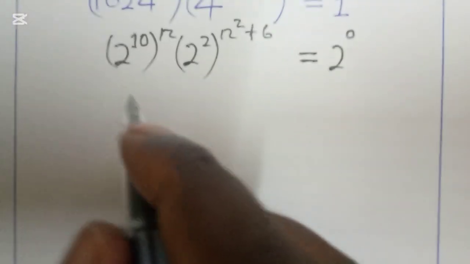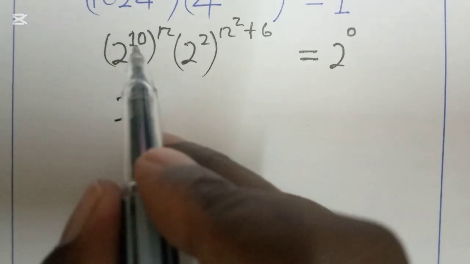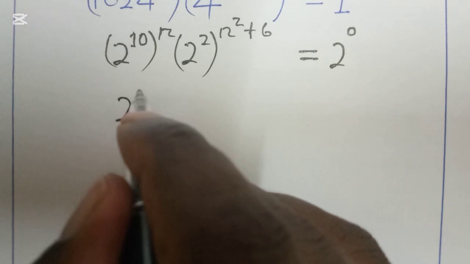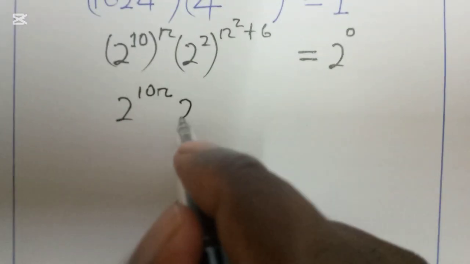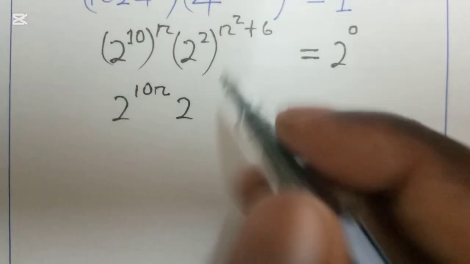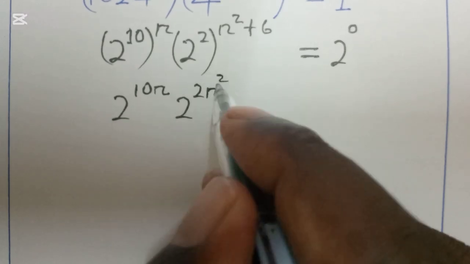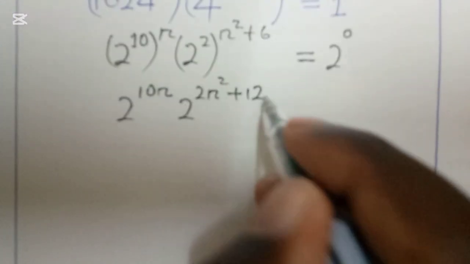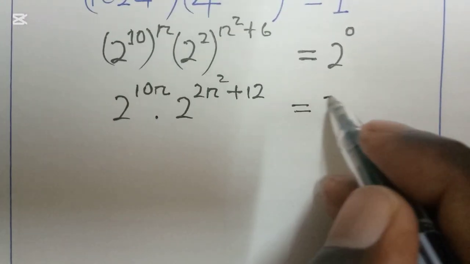So that gives us 1. So guys, we continue. This is now going to be 2. According to the law of indices, guys, we multiply that. That will give us 10n. Then 2 raised to 2, we multiply 2 by n squared plus 6. That gives us 2n squared plus 12. All of this is supposed to be equal to 2 raised to 0.